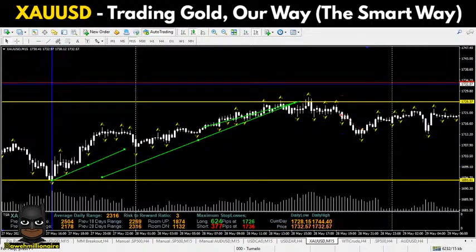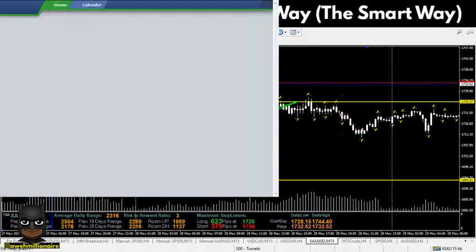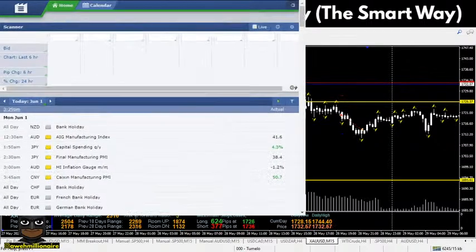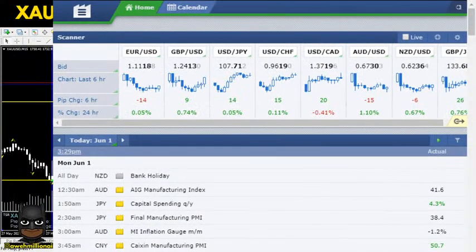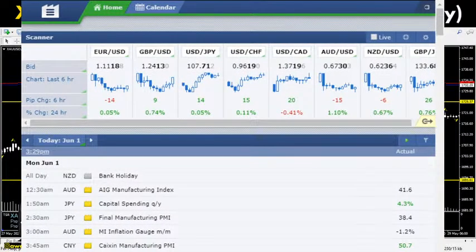Yeah, so we do have dollar high impact news coming up today, and I'll actually show you the new supply and demand levels on gold as well, so you can see exactly what potential things are going to be happening. So here's my Forex Factory over there. As you can see, Monday the 1st of June.